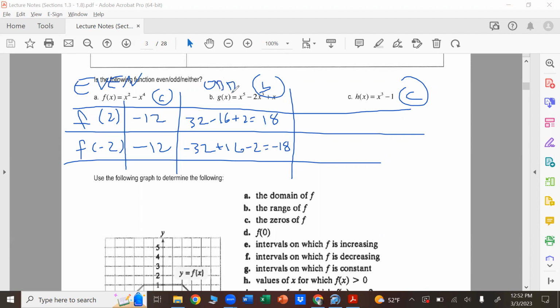So that's an odd function. Not always true, but it does work for polynomial functions. All the exponents are even in part A. All exponents are odd in part B. That's kind of an interesting observation.